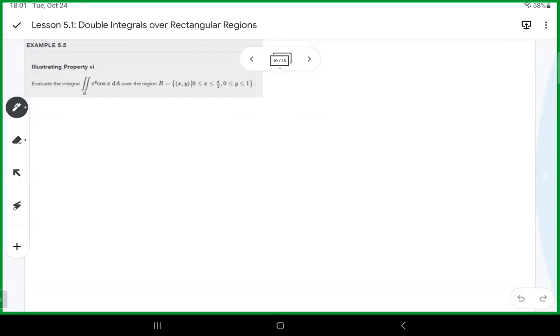So we're looking at evaluating the integral, and we're dealing with e to the y cosine x over the following region. So this is a great example of this property because the function is clearly the product of two single variable functions, e to the y and cosine x. So therefore we can split the integral into two parts and then integrate each one as a single variable integration problem. So we will start where we always start, which is writing the problem.